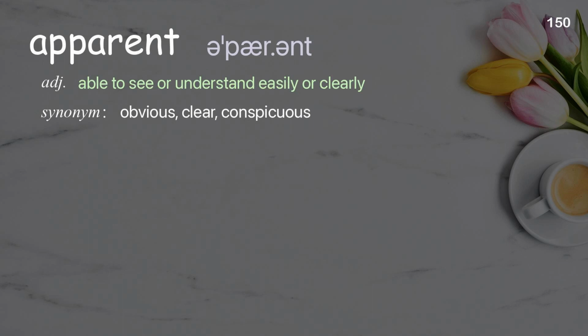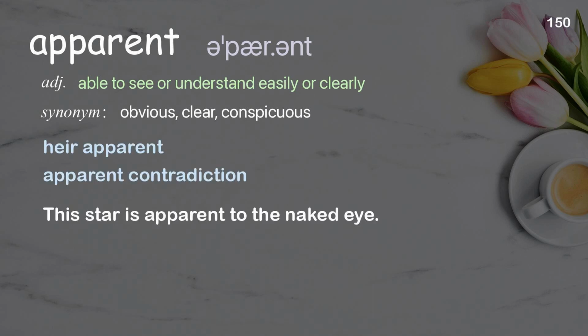Apparent. Able to see or understand easily or clearly. Examples: heir apparent. Apparent contradiction. This star is apparent to the naked eye.